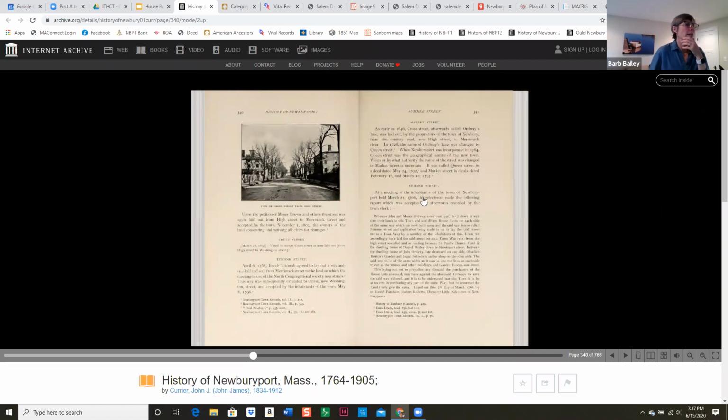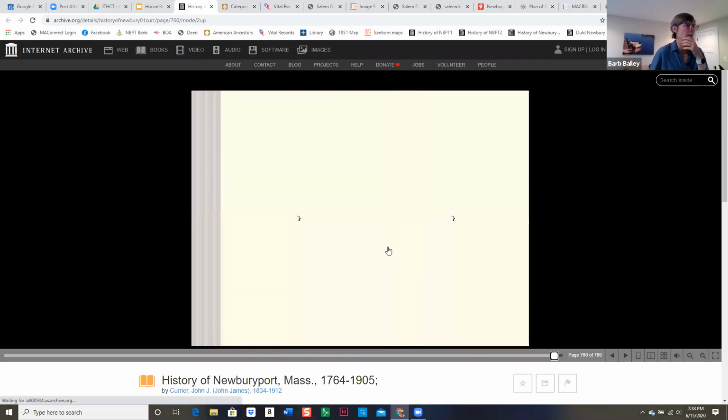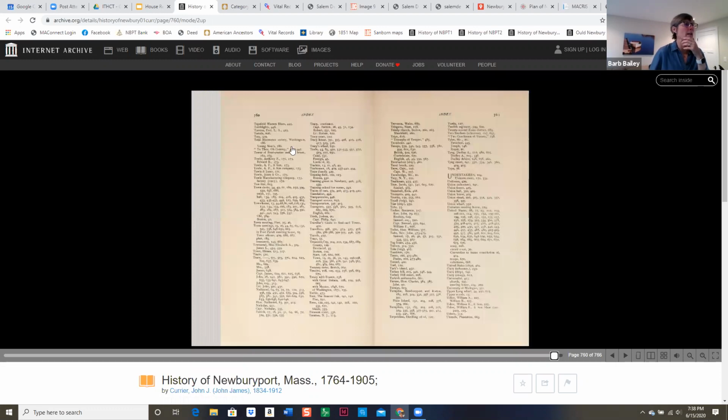You could certainly use the index at the back of the book. You could scroll all the way to the end and find what you're looking for that way. The much easier way is just to go search inside. I'm going to put in Boardman Street. It'll show up with a little flag every time the name Boardman Street pops up. So I find this helpful.